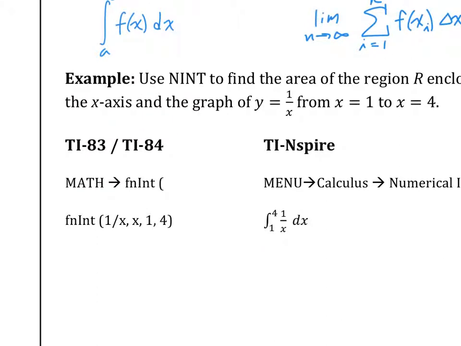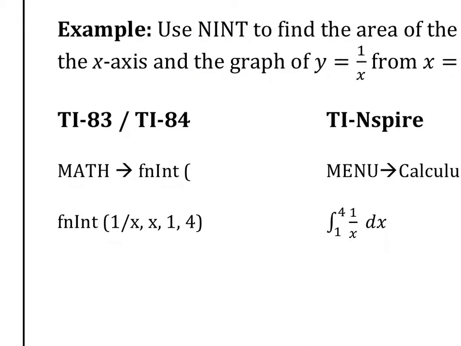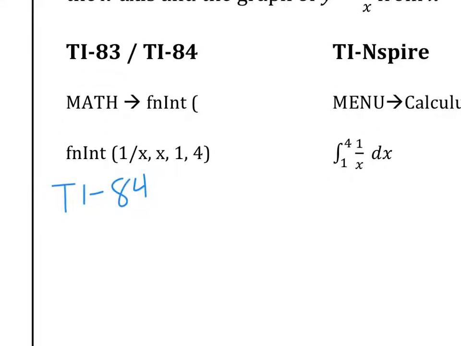If you're using 83 or 84, you're going to go to the math button, and then there's a FNINT, meaning the integral function, and the TI-84 is very intuitive. It looks just like an integral sign. So what goes inside the integral sign? The function, 1 over x. And then it has a d something, right? D what? dx, good. And then from where to where? 1 to 4. If you just type that in, it will give you the correct answer.